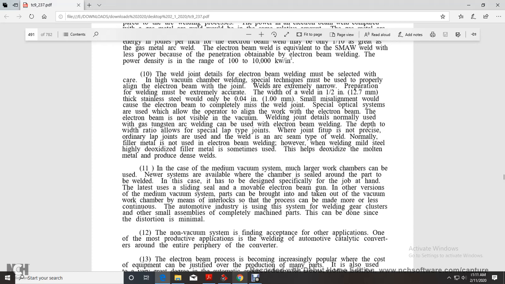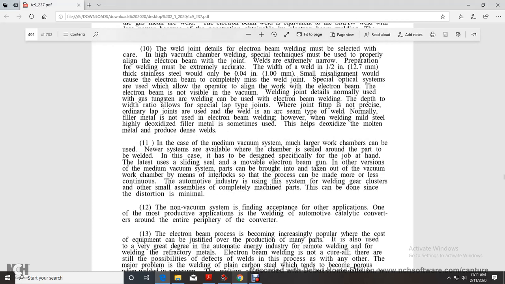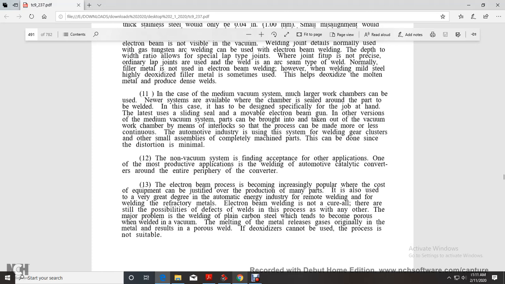The welding joints normally used with gas tungsten arc welding can be used with electron beam welding. The depth to width ratio is special, and the joint fit-up must be precise. Ordinary lap joints used with arc seam welds can also be used. Filler metal is normally not used with electron beam welding. However, when welding mild steel, a highly deoxidized filler metal is sometimes used to help deoxidize the molten metal and produce dense welds.